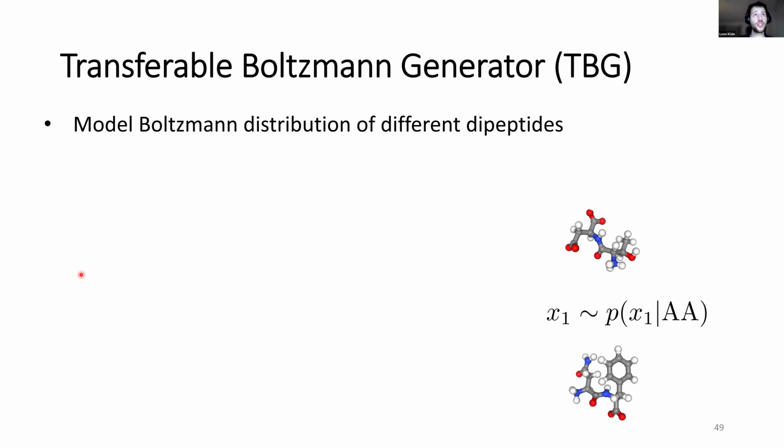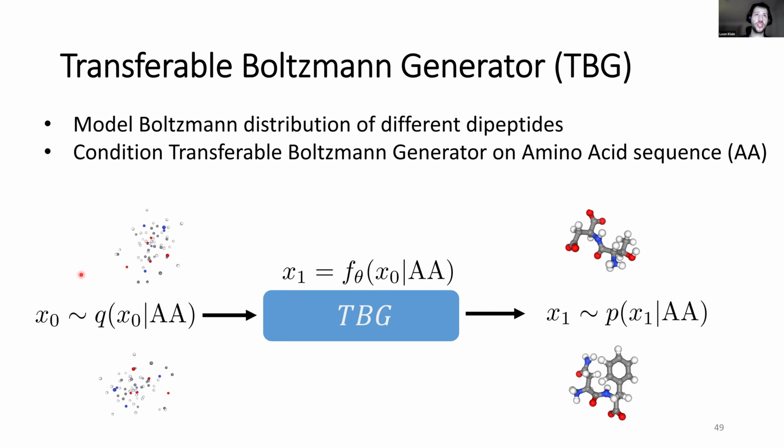So the goal is to model the Boltzmann distribution of these different unseen dipeptides. We want to condition on the amino acid sequence and then have the model generate samples for these. And we do this with a conditional transferable Boltzmann generator. So we're training one model, conditioning this on the amino acid sequence, and we also have to condition the prior distribution on this amino acid sequence because based on the sequence, we'll have different particles.